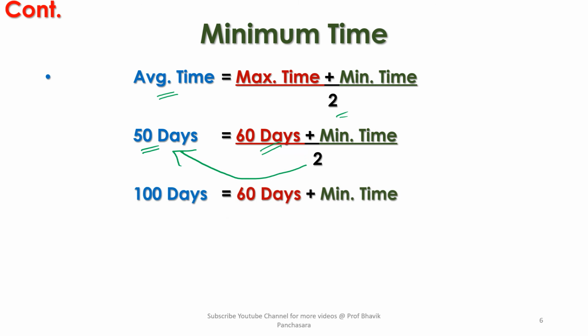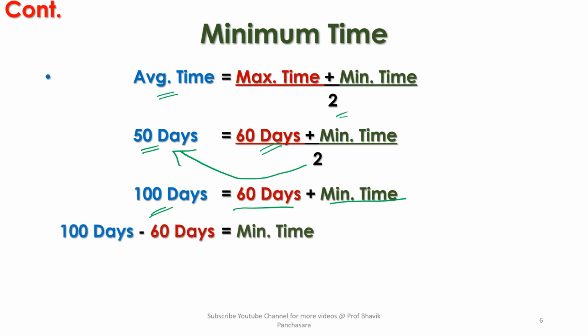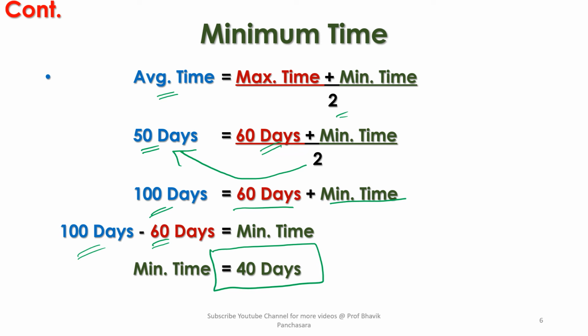So, calculation will be like this, 100 days is equal to 60 days plus minimum time. Here we want to calculate minimum time. So, this 60 days will be deducted from 100 days. So, the final answer we can say that minimum time is 40 days.